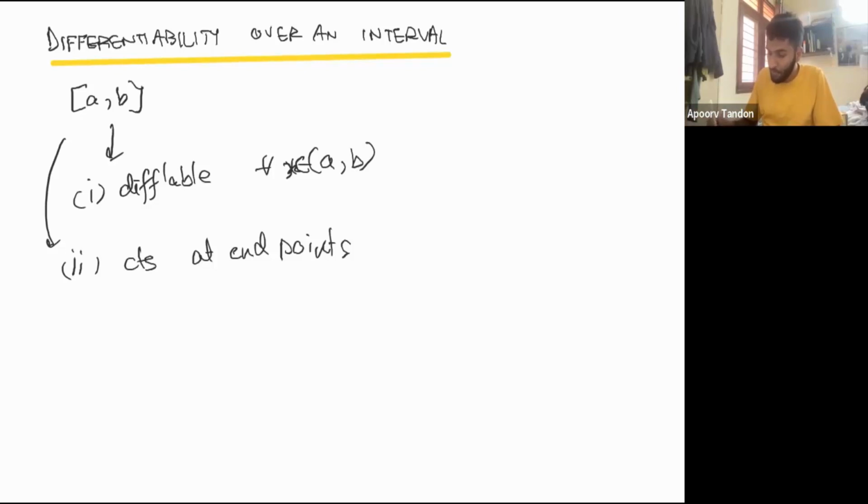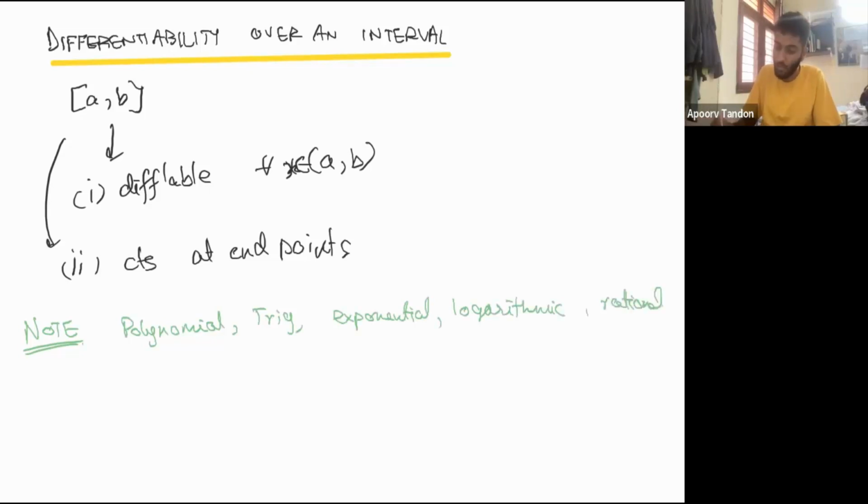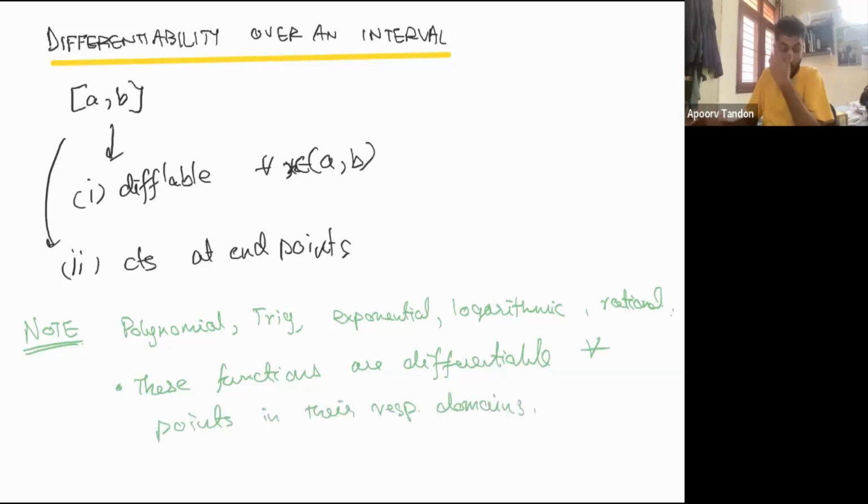So using what we've learned so far, these concepts can be applied to the various common functions that we study in math, which are polynomial, trig, exponential, logarithmic, rational, etc. For these functions, we find that they are differentiable for all points in their domains. The common functions that we encounter so frequently in maths are in fact differentiable in their domain. So we need not evaluate the condition for differentiability for these common functions.